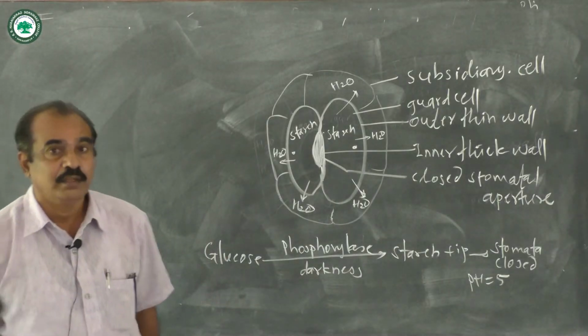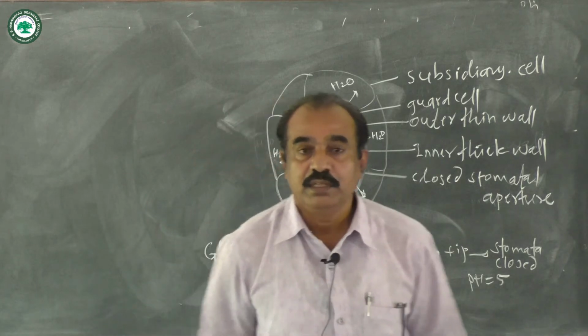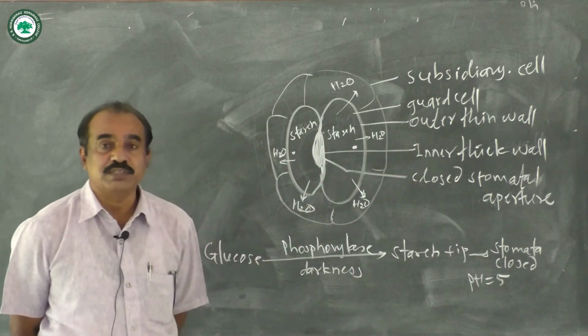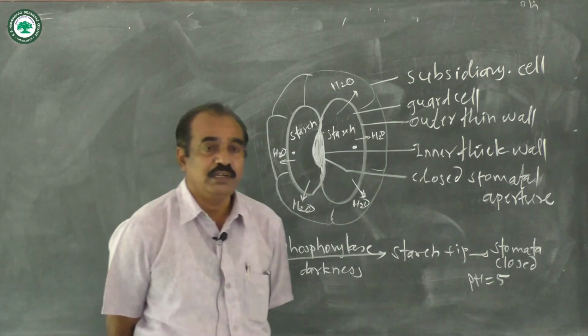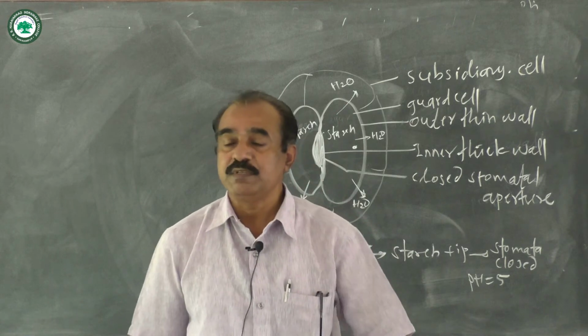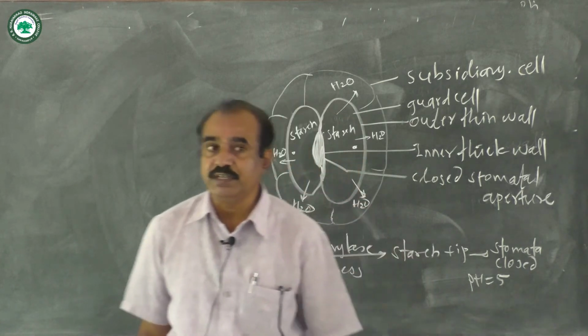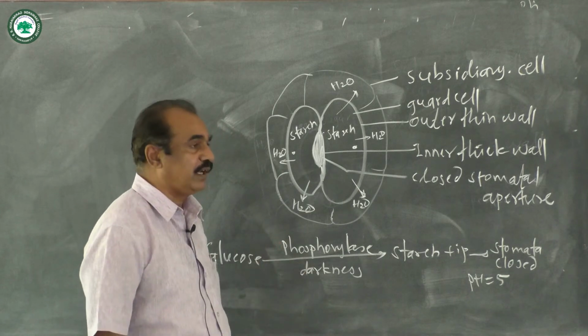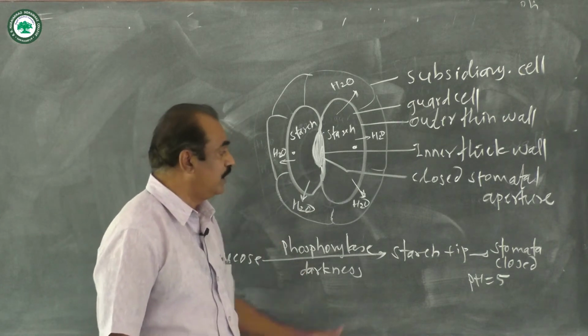This happens during night, that means when there is no light. In this situation, the glucose is converted into starch. Glucose is osmotically active while starch is osmotically inactive. During night, when there is no light, glucose is converted with the help of the enzyme phosphorylase and in the absence of light into starch.